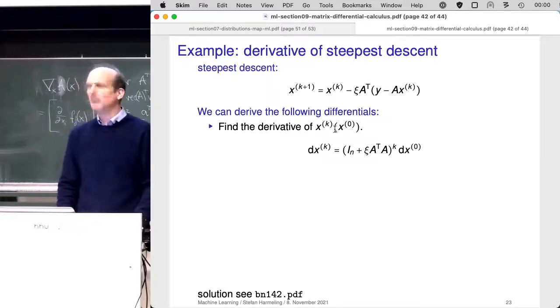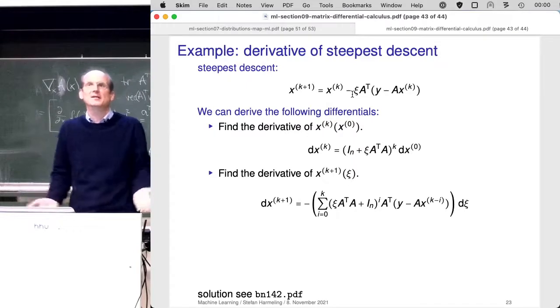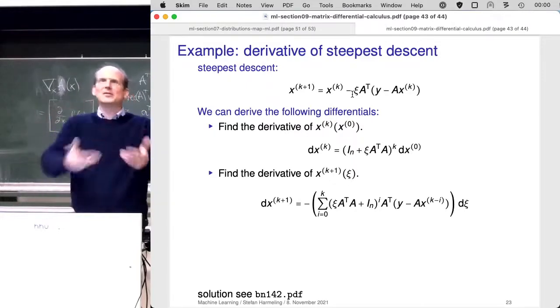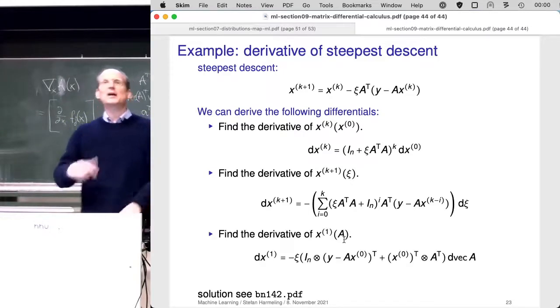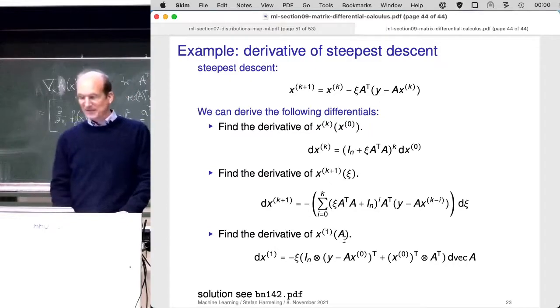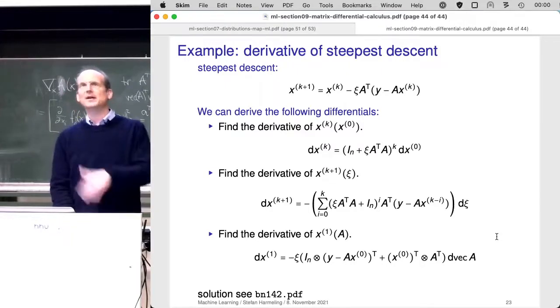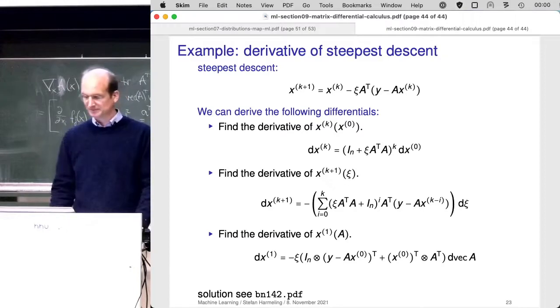That's super hard to do by hand, but with matrix differential calculus you can do it. You can also calculate the derivative with respect to the learning rate, which is fun. So why not do a gradient descent on the learning rate of some algorithm? Yeah, you can do this. You can also calculate the derivative with respect to your matrix A. And this is just giving you the solutions here. This is not the derivation. The derivation is quite painful, but it's all in the bn142.pdf in the public folder.